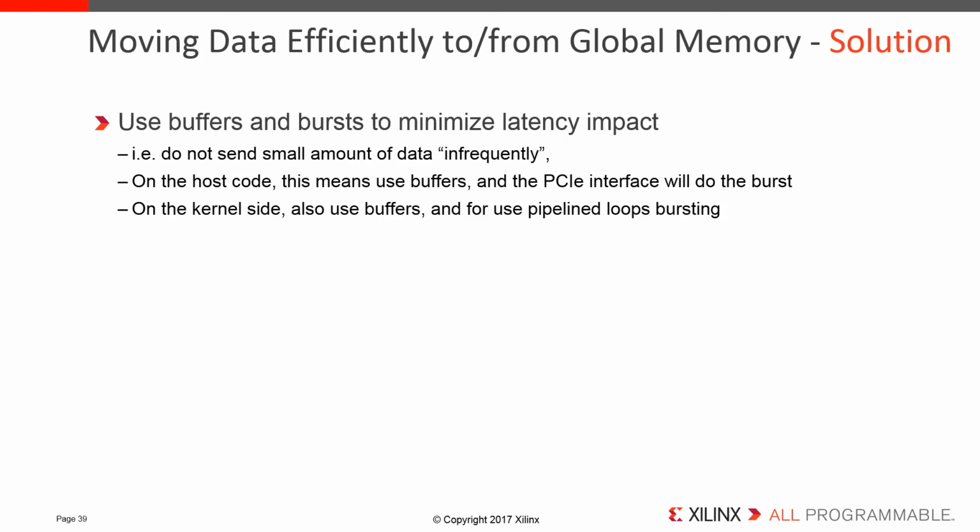On the kernel side, use buffers, and to make bursts, make your accesses on the AXI master on consecutive clock cycles. When using RTL kernels, you need to pay attention to the handshaking signals. When using OpenCL, C or C++, you need to use pipelined loops to achieve bursting.